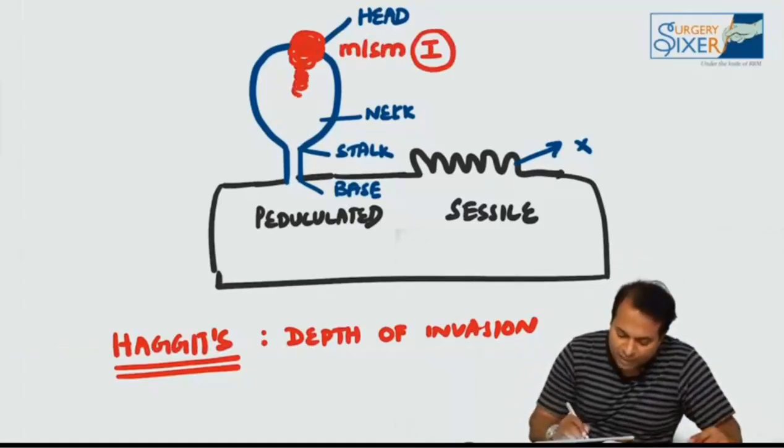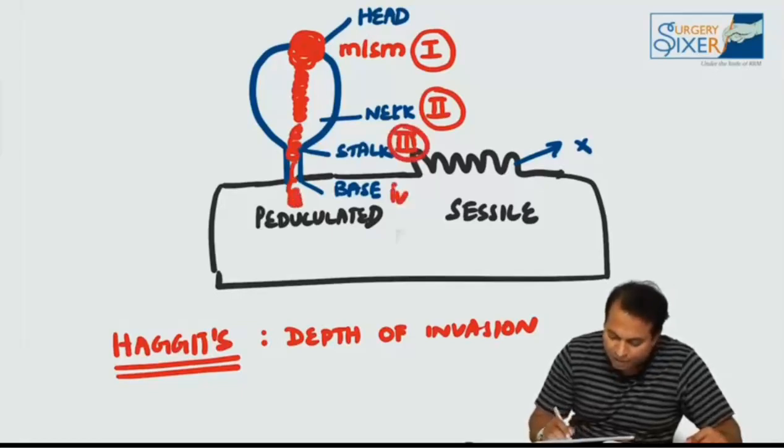If the cancer is infiltrating up to the neck, it is level 2. If it is infiltrating to the stalk, it is level 3. If it is infiltrating to the base, it is level 4. This is for tubular adenomas.